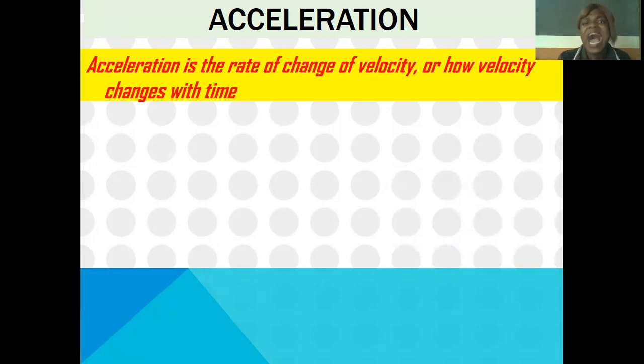Now, in physics, we say acceleration is the rate of change of velocity, or how velocity changes with time. Now there's a second phase to this acceleration. It's two-phased. There's what we call positive acceleration, and there's what we call negative acceleration. Positive acceleration involves starting from a small speed and then launching forward, propelling yourself with a faster speed. But the negative acceleration, which we also call retardation, usually involves a decrease in your speed.